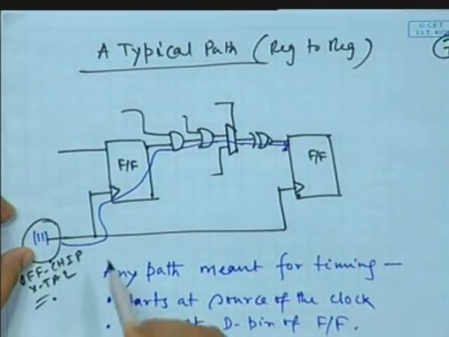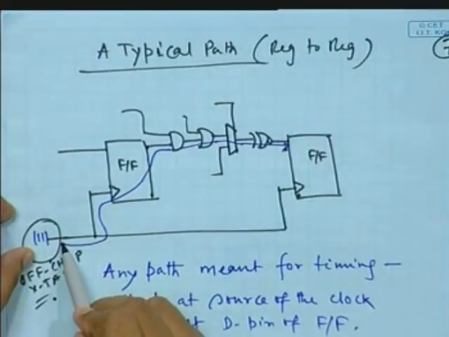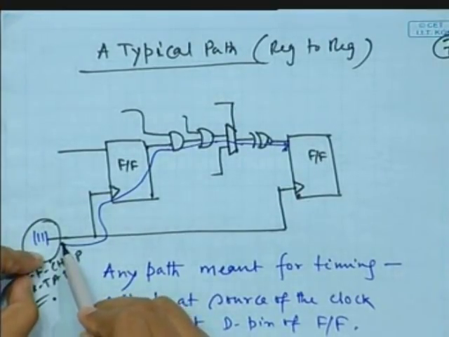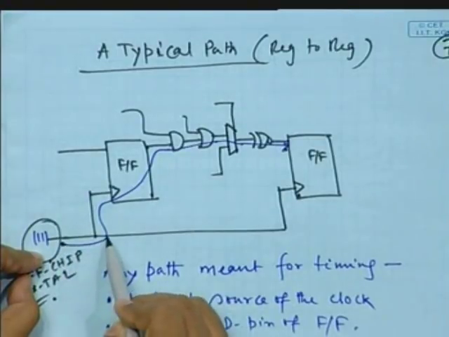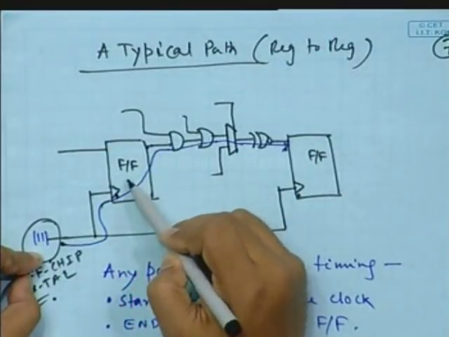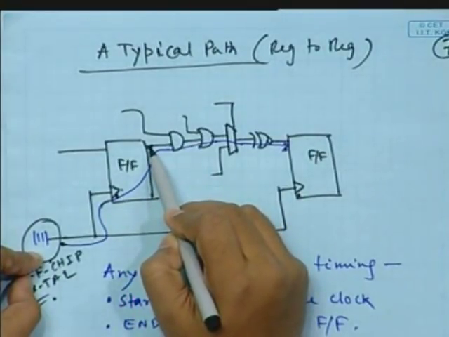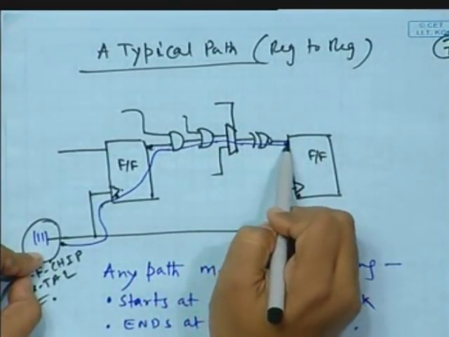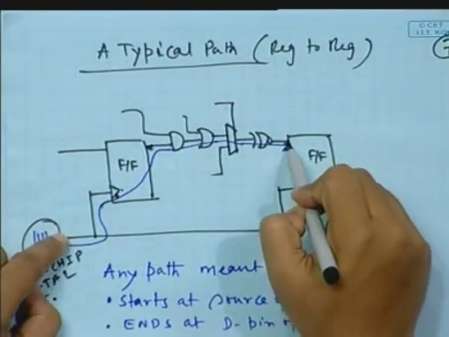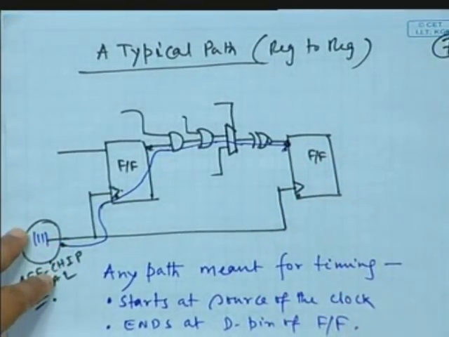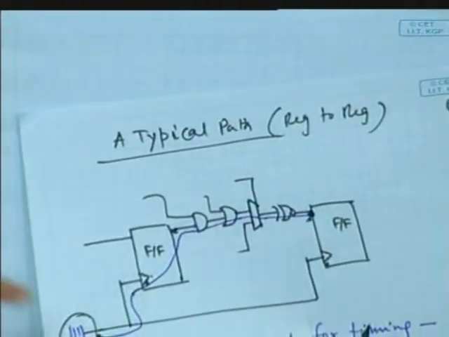When I say path, path always comes from the clock source. This is very confusing, but see this here. Path always starts from the clock source and goes through this arc to this arc, which is called clock to Q delay. Then it propagates through all the gates and wires and comes here, and it stops here. Path means here to here.